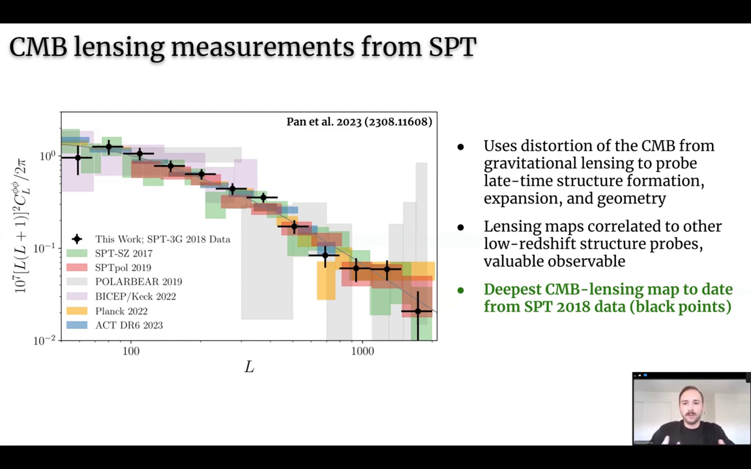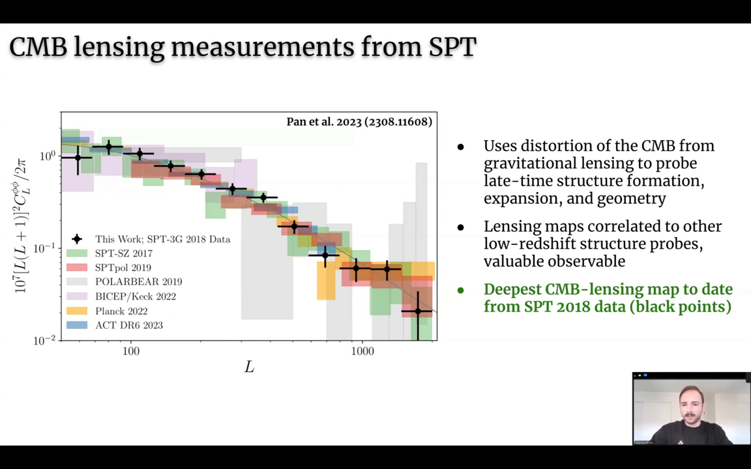And using model fits to these data points, we can learn things about the late time structure formation of the universe, its expansion history, its geometry. These maps are also highly correlated to other low redshift structure probes, things like cosmic shear, galaxy lensing, CIB. And so they're very valuable observables in these cross correlations.